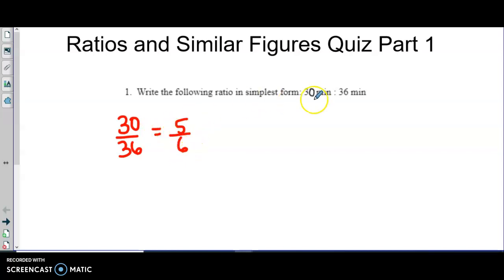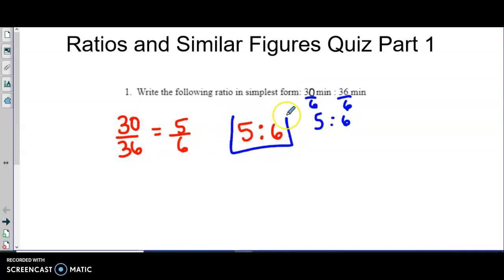But we turned it into a fraction and it was written as a ratio. So our final answer just needs to be put back in ratio form, which just means 5, colon, then 6. And if you wanted to do it by hand without the calculator, then you could divide each of these by 6. 30 divided by 6 is 5, and 36 divided by 6 is 6. But for me, it's easier to turn my ratio into a fraction, type it in the calculator, and then rewrite it as a ratio.